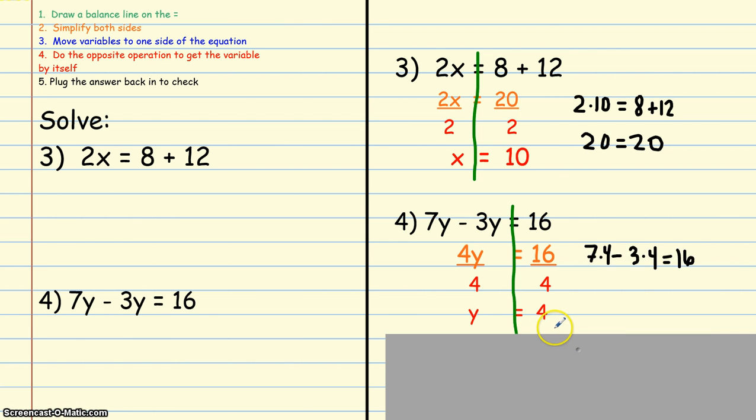Plugging it back in to check, if y equals 4, we get 7 times 4, which is 28. Minus 3 times 4 is 12. And so we are able to subtract, and yes, 16 does equal 16.